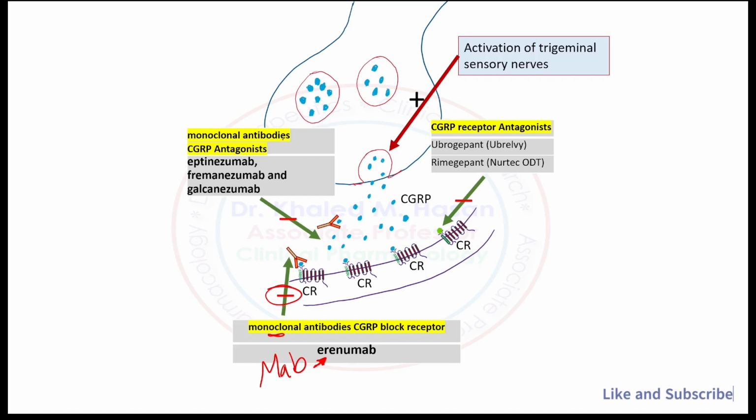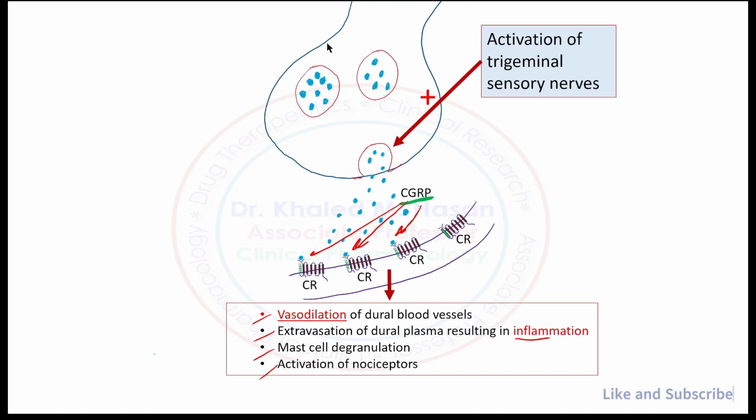Okay, moving to the monoclonal antibody that antagonizes the peptide directly, we have eptinezumab. Eptinezumab, you can see the antibody here binds to the CGRP molecules. Okay, I will repeat it again because it's a very important topic for us.